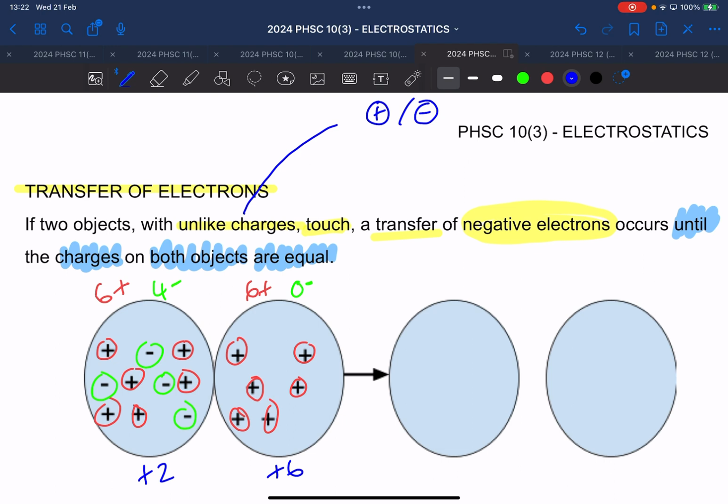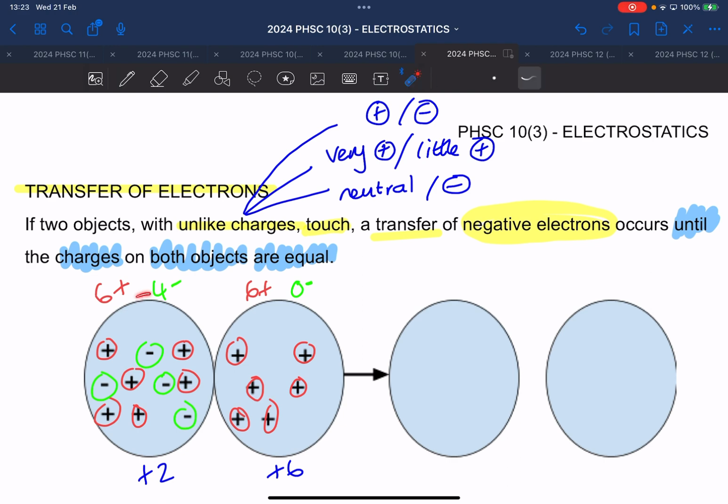Okay, so it can be negative positive, it can be neutral negative, it can be anything, but unlike charges, let's make a note there. Unlike charges can be positive and negative, but that is actually opposite charges. Unlike charges can also be very positive and little positive. They are also unlike. They are not the same. Or it can be, let's say, neutral and negative. Okay, so unlike charges just means not identical, not exactly the same. So here we have unlike charges. And they touch. When they touch, there's a transfer of electrons.